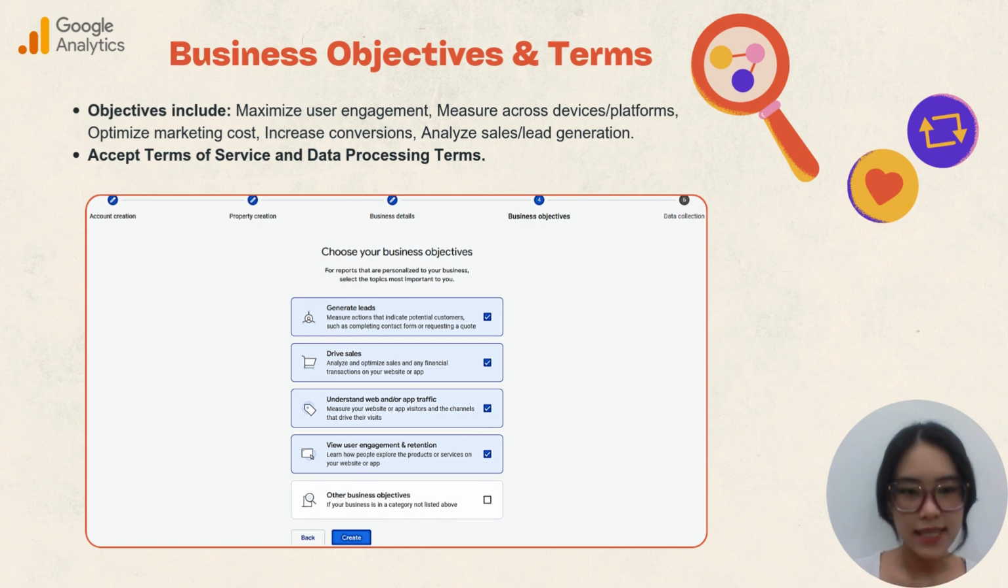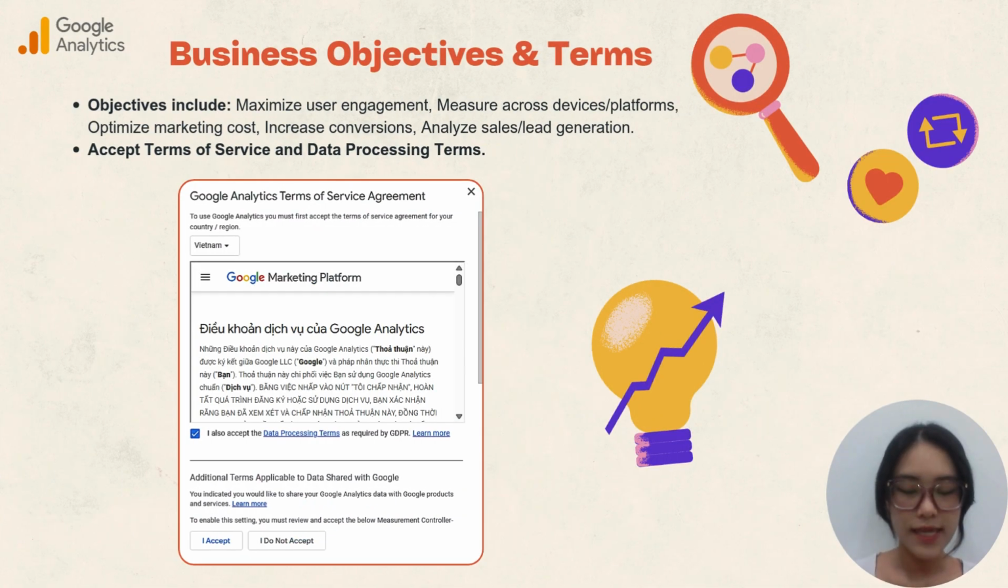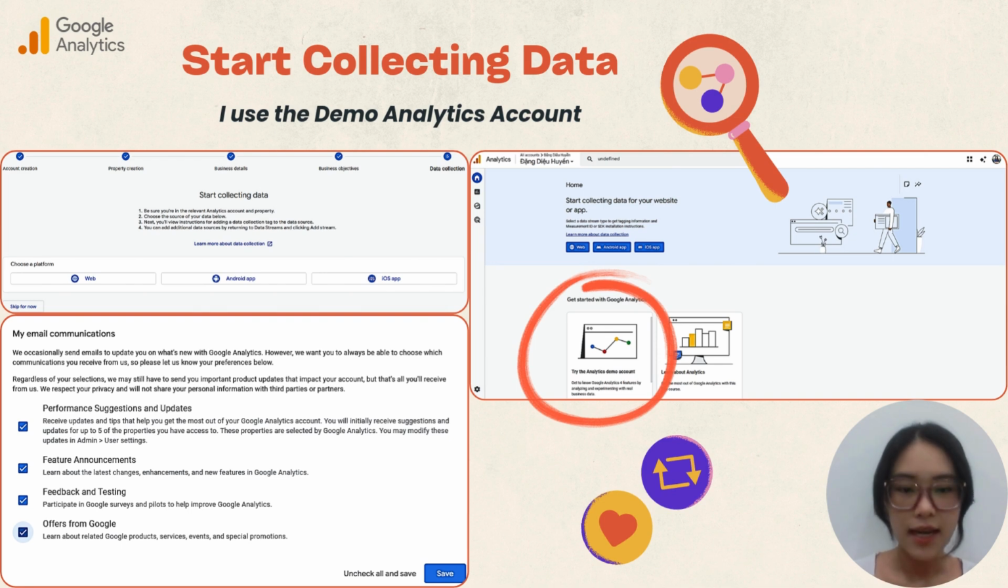Next is business objectives and terms. Business objectives include maximizing engagement, measuring across devices, optimizing marketing costs, increasing conversions, and evaluating sales or lead generation performance. Finally, to complete the setup, users must accept the terms of service and data processing terms by Google Analytics. Once the setup is complete, Analytics begins collecting data. In my case, I'm using the Google Analytics demo account for demonstration.